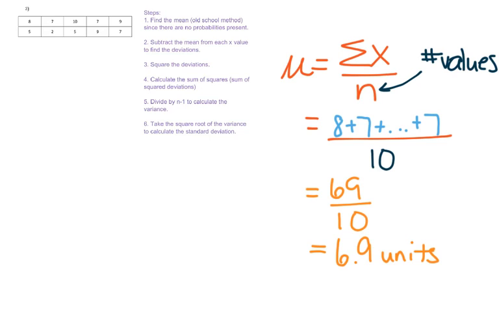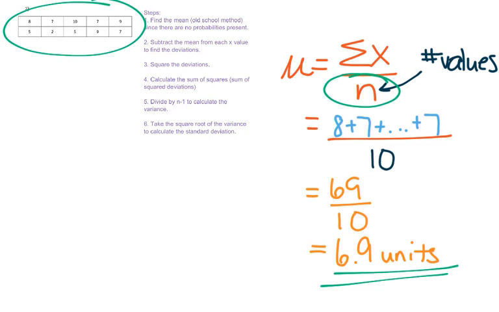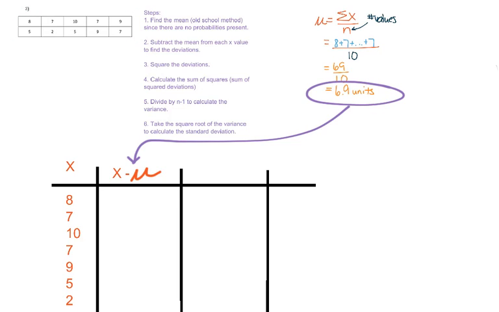So I add up all the values to get me 69. There are a total of 10 values in the data set. There are 10 numbers here. So I divide by 10, which gives me 6.9 units, since this is a generic example.